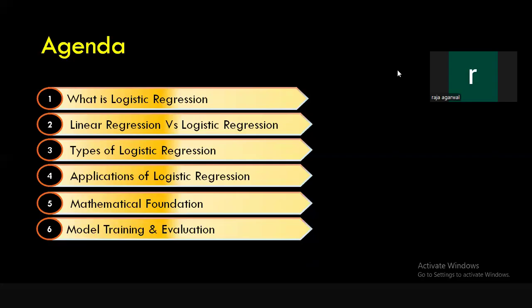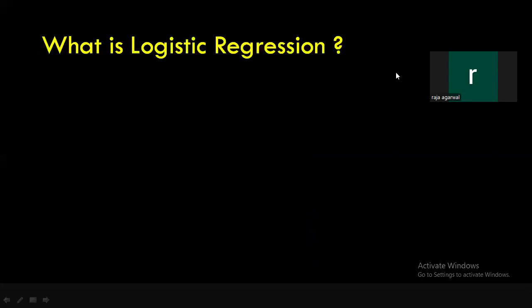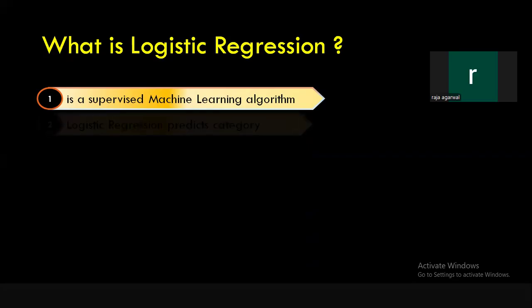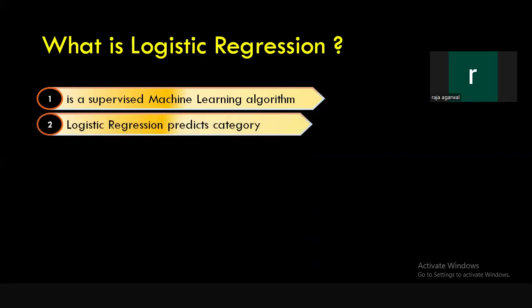All right, let's get straight to it. What is logistic regression? It is a supervised machine learning algorithm used for classification problems. Unlike linear regression, which predicts continuous values, like predicting housing prices, logistic regression predicts categories, like yes or no, spam or not spam, fraud or not fraud.